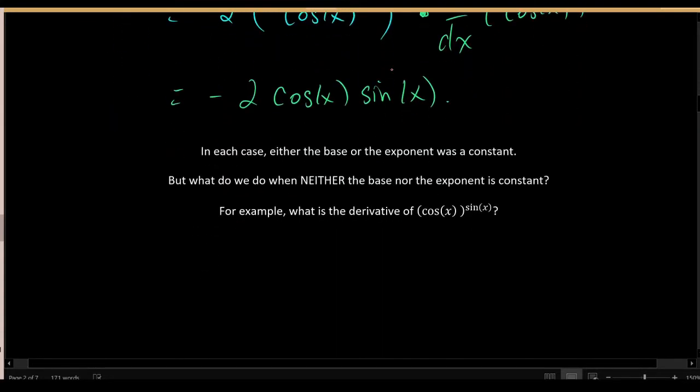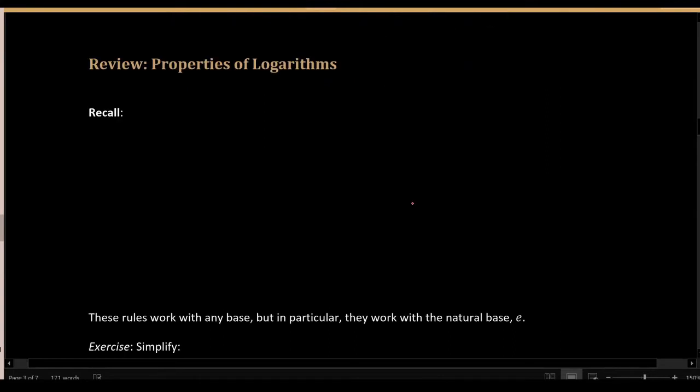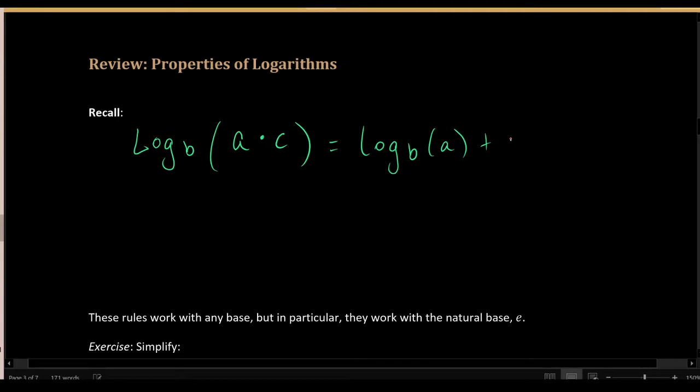But what do we do in a situation where neither the base nor the exponent is constant? For example, what if we had cosine x below and sine of x on top? To answer that question, we're going to look to the logarithm, which had some very unique properties. For example, if you took the log base b of a quantity called a multiplied by a quantity called c, then a product inside of the logarithm became a sum outside of the logarithm.